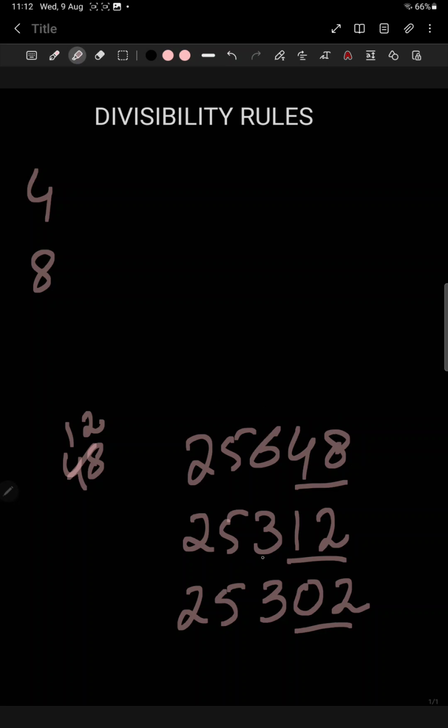The second one, 25,312, the last two digits are 12, 4 threes are 12. It is also divisible by 4. So the whole number is divisible by 4.